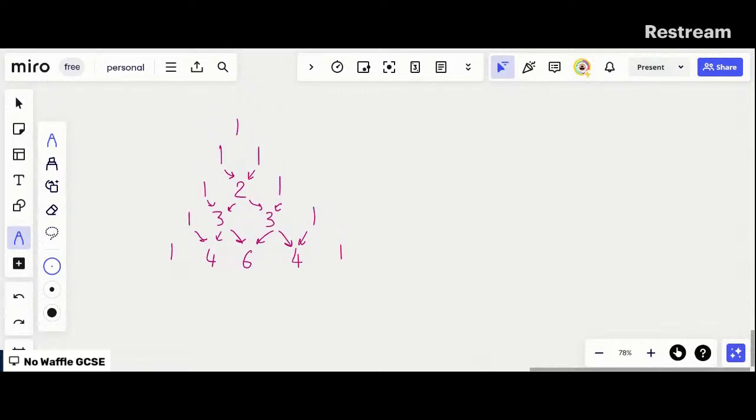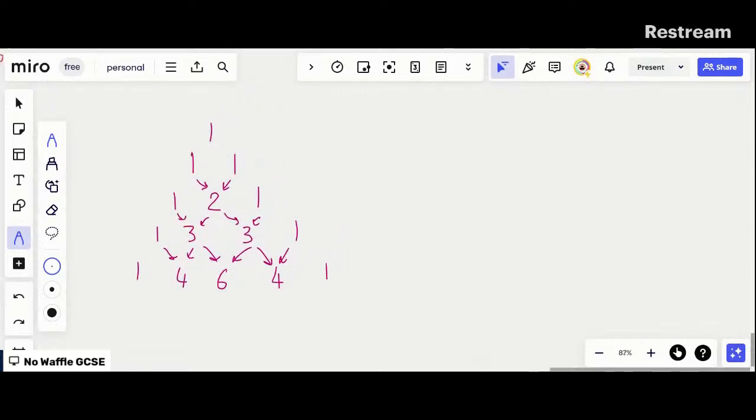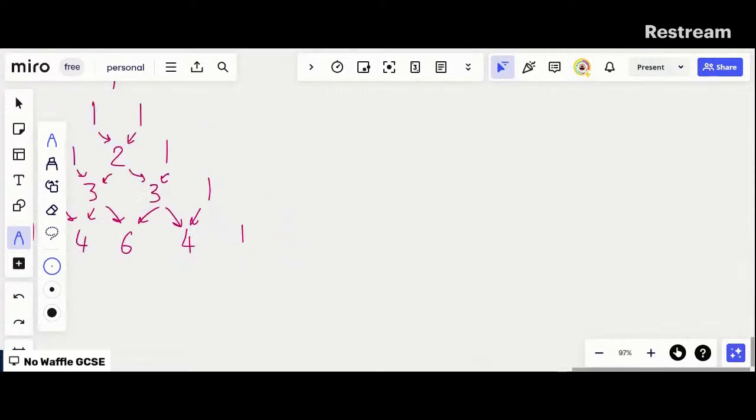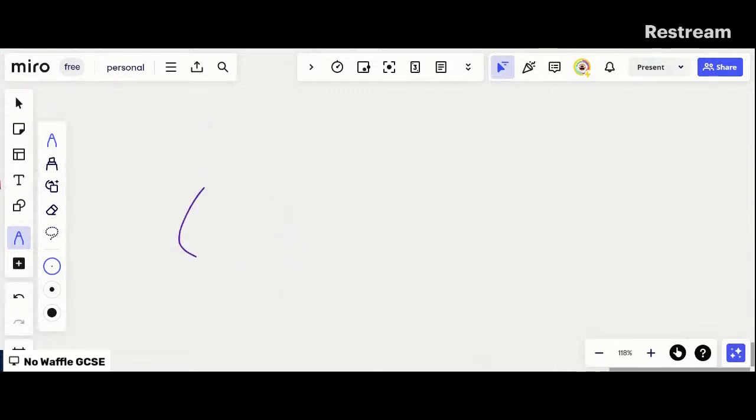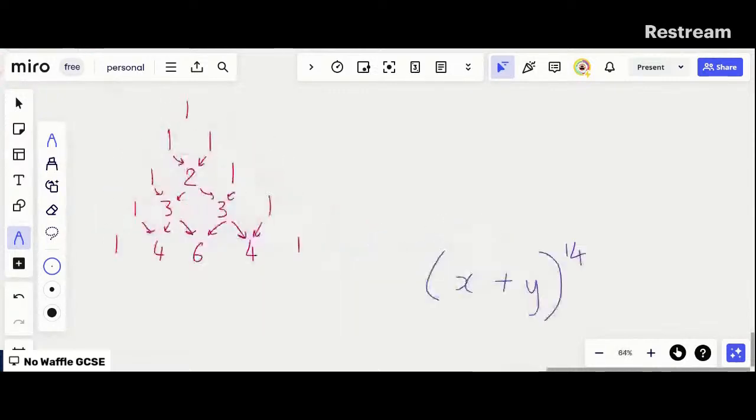The thing it links to is expanding something, right? So in your normal GCSE, you would have done (x + y) squared, where x and y are specific values, and you may even be able to do it cubed. But say this power was really big, like 14. You're not going to do that individually, as that would be too time consuming. So using Pascal's triangle is a way of expanding this very fast compared to doing it individually. Okay.